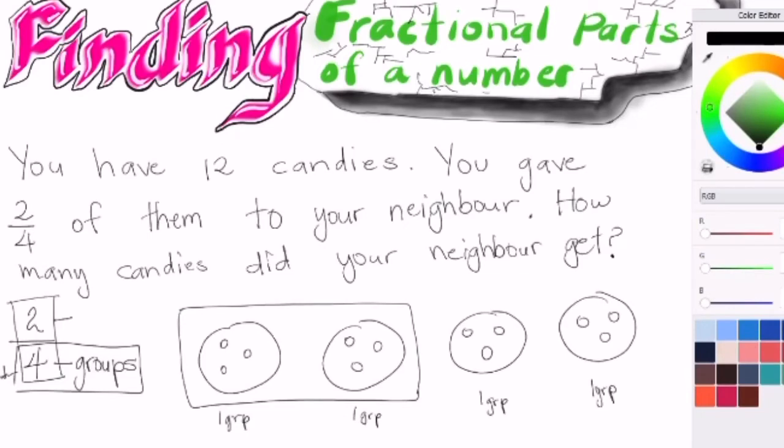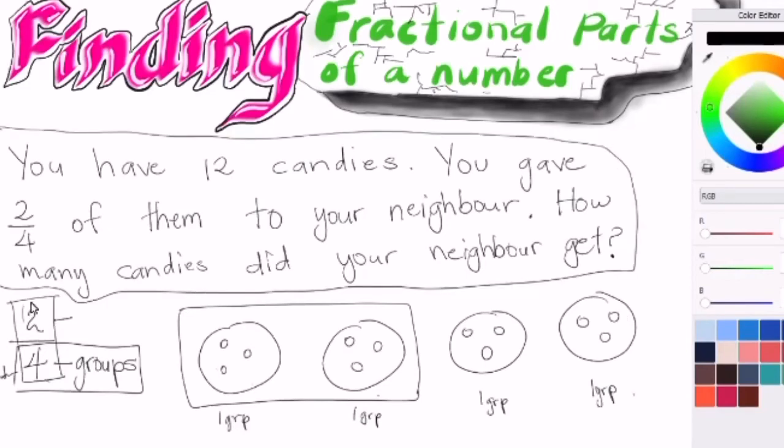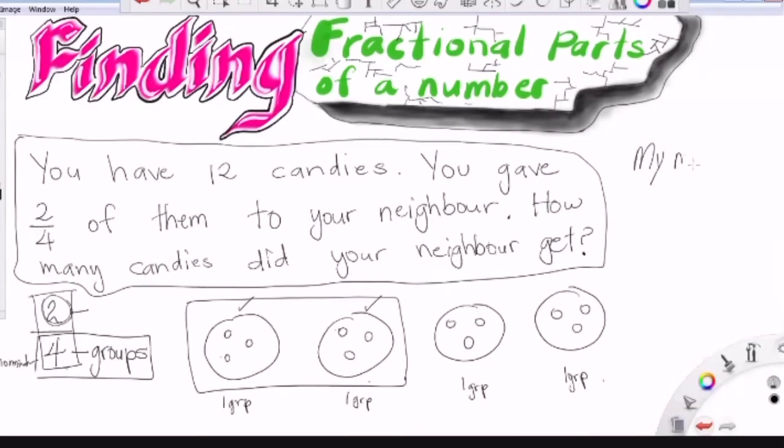Very good. Now we have to look at our numerator and we understand that we are to consider 2 of those groups. And we circle our 2 groups already. 1, 2. What we'll do now is to count. 1, 2, 3, 4, 5, 6. So there are 6 objects in the 2 groups. Therefore, my neighbor got 6 candies.